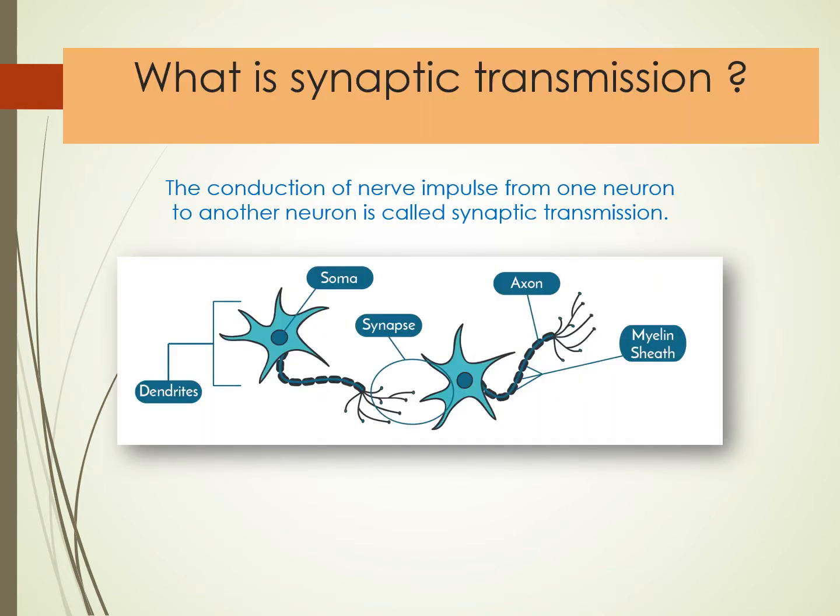So the first question is, what is synaptic transmission? Synaptic transmission is the conduction of nerve impulse from one neuron to another. So here we have already highlighted the synapse. The neuron which is existing before the synapse is the presynaptic neuron, and the neuron which is there after the synapse is called the postsynaptic neuron.